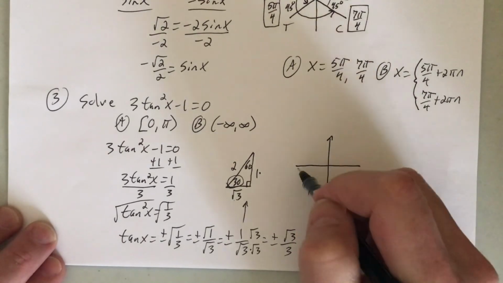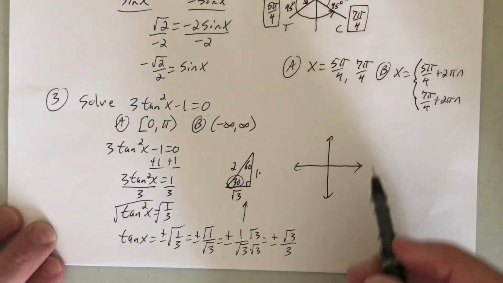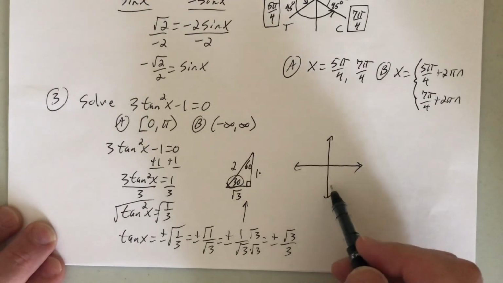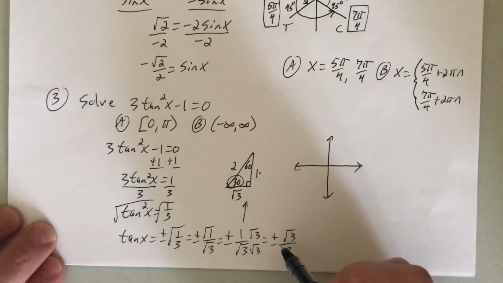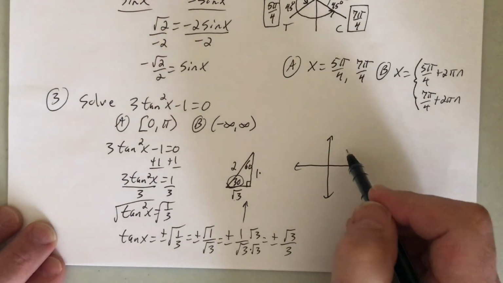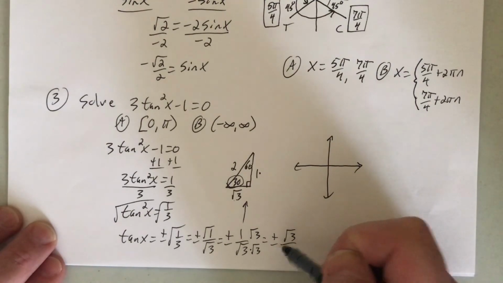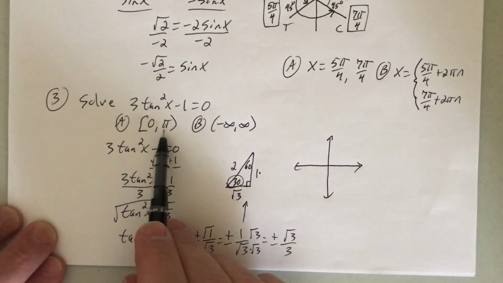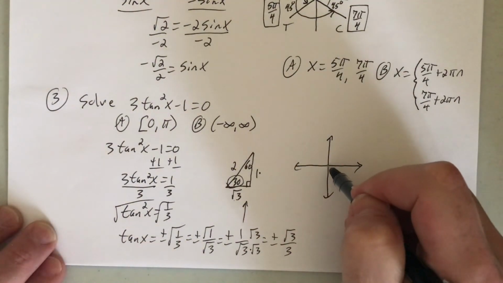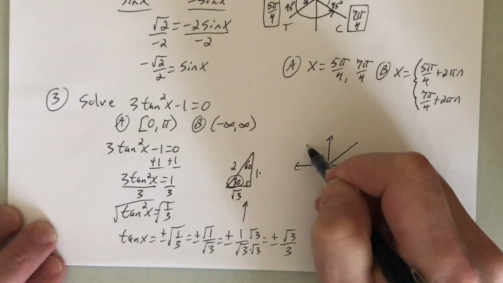Well, on the coordinate plane, we're going to have an answer in all of these quadrants because it's tan of x equals plus or minus the square root of 3 over 3. So tangent is either positive or negative in all 4 quadrants. Well, we have both the positive and negative. But remember, we're only going from 0 to pi. So we just want an answer in quadrant 1 and an answer in quadrant 2.